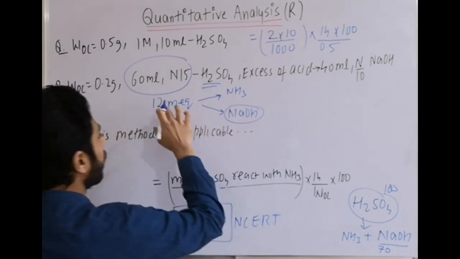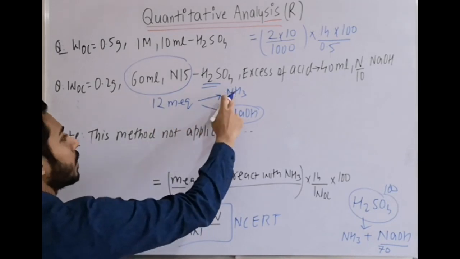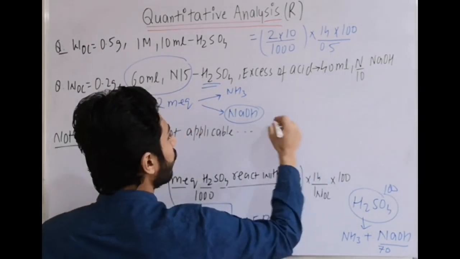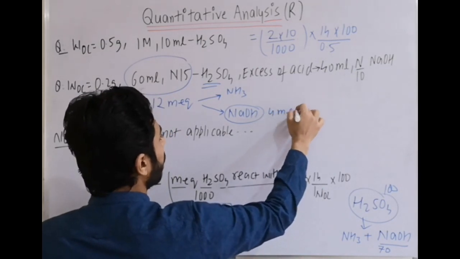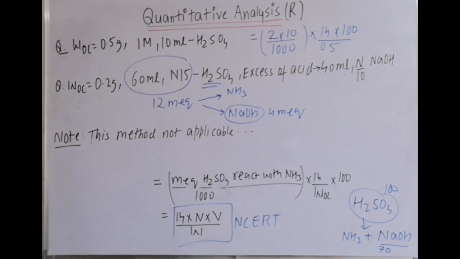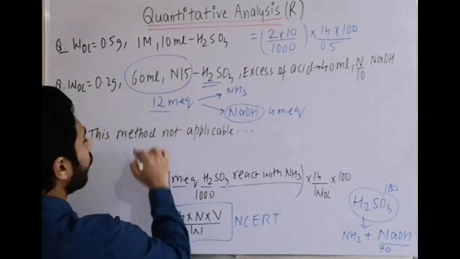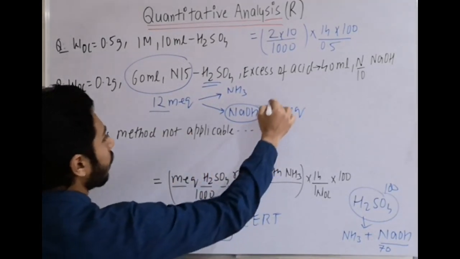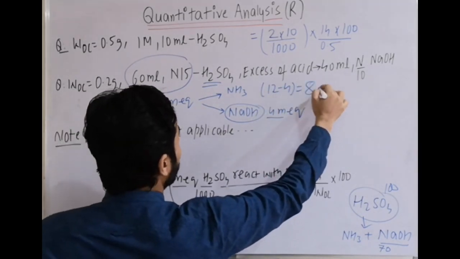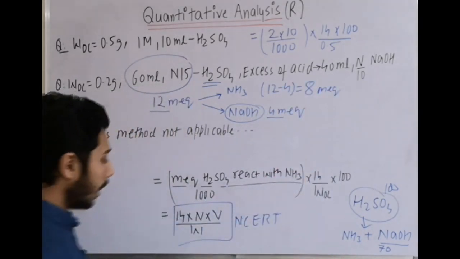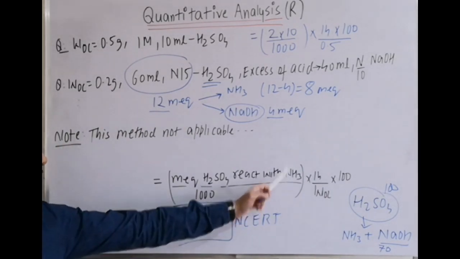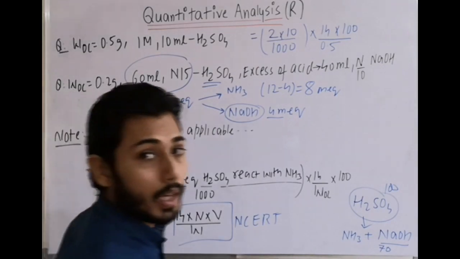Now we know that this amount is neutralized by this one as well as this one. This value is 40 into 1 by 10, that is 4 milliequivalents. Now 12 total minus 4 will give you 8 milliequivalents. That means the H2SO4 that reacted with ammonia is 8. Now put the value there.